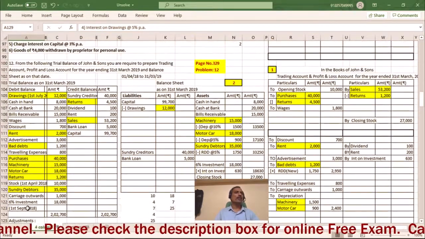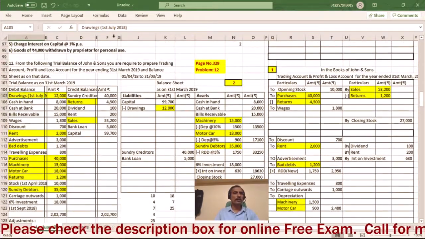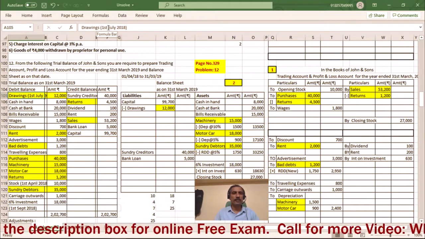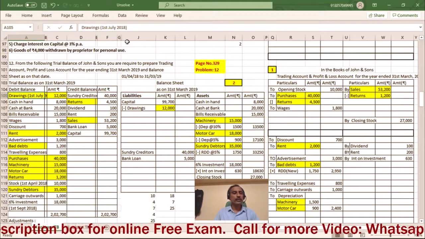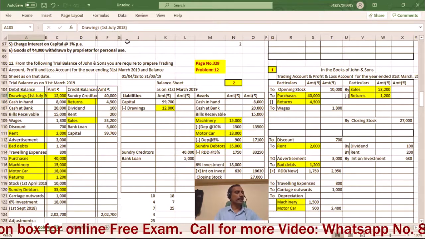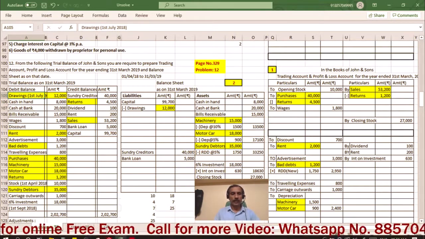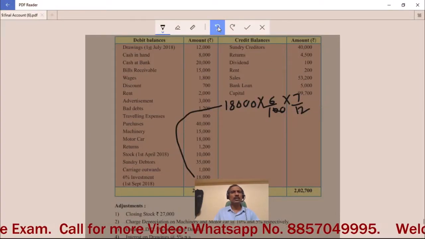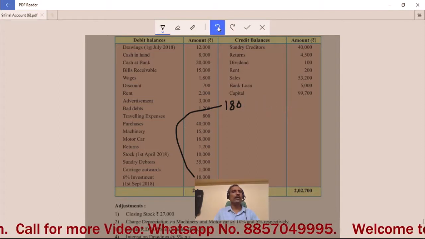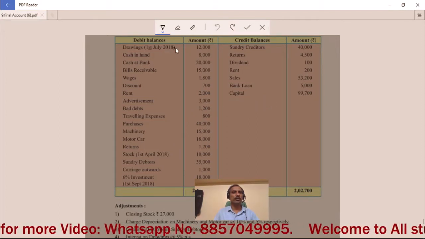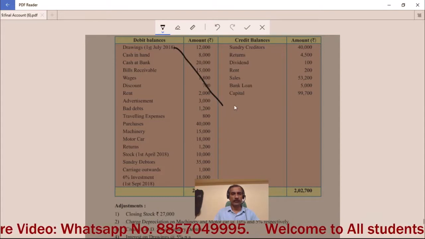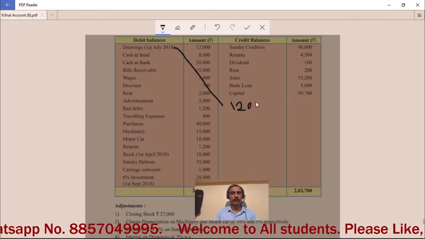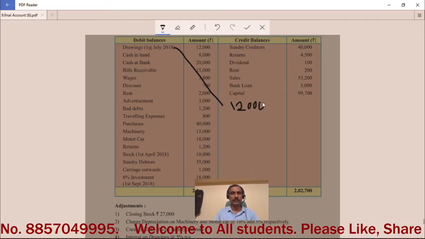So when we are going to calculate interest on drawing, first of all we have to see that we withdrew goods or cash from the business, that is called drawing, on 1st July. So here we have to calculate interest on drawing. So I'm going to open this PDF. Okay, drawing. So what is the amount of drawing? You can see here this drawing amount is given. Okay, so the amount is 12,000. This is the actual amount which we withdrew from the business, 12,000.